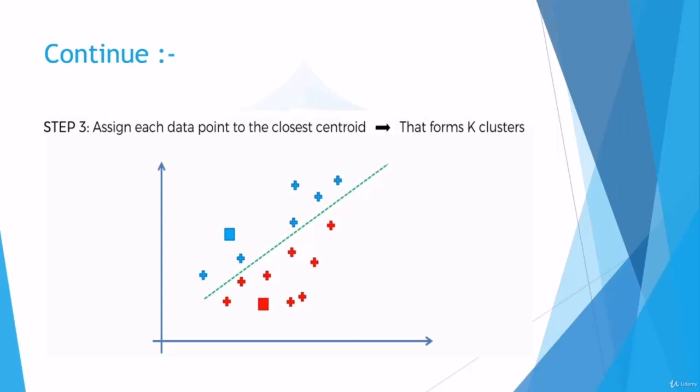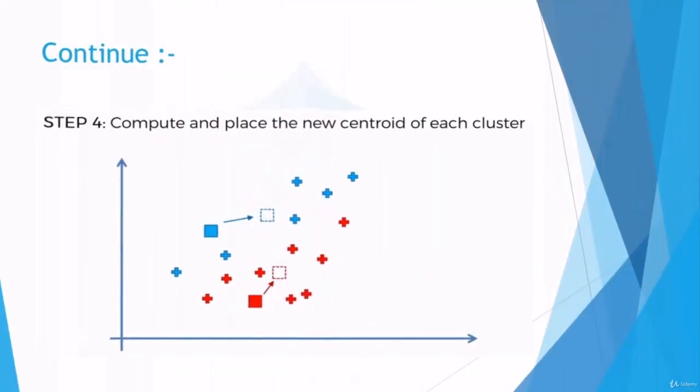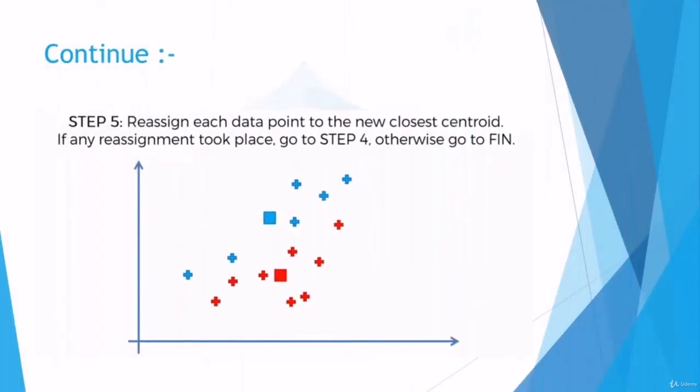Now after separating the clusters, we have to calculate the center of mass of the cluster. So let's see step 4, which is to compute and place the new centroid of each cluster. After it is computed, the value is this dotted square. So let's move our centroid to this position. After moving our centroid to this position, we have to reassign each data point to the new closest centroid. If any reassignment took place, go to step 4, otherwise go to finish.